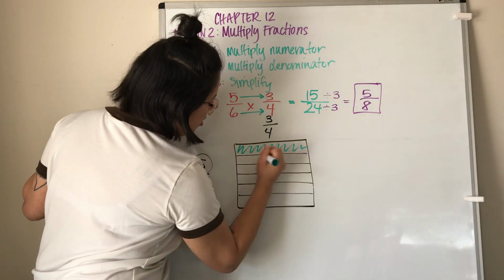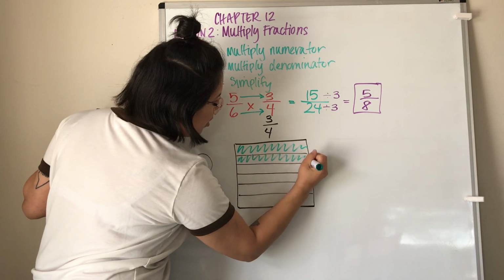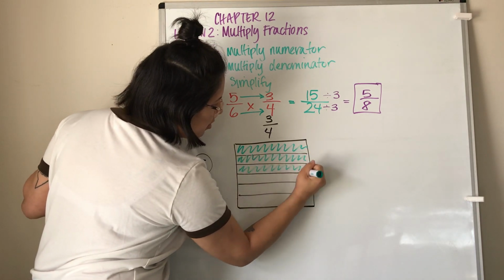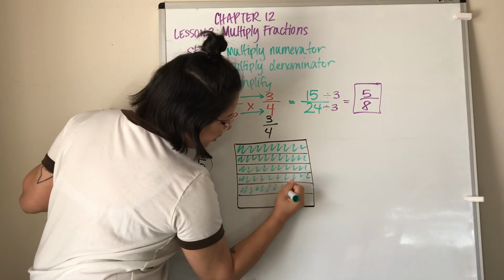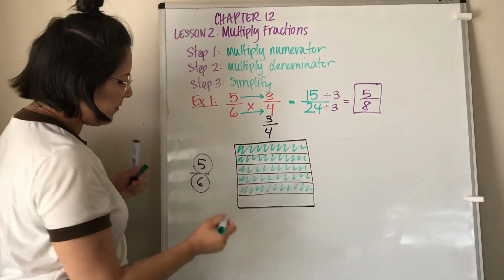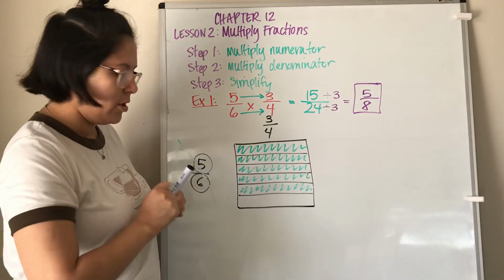1, 2, 3, 4, and 5. Okay? Okay, I'm done with the 5/6. I don't need to worry about that anymore. I already took care of it.